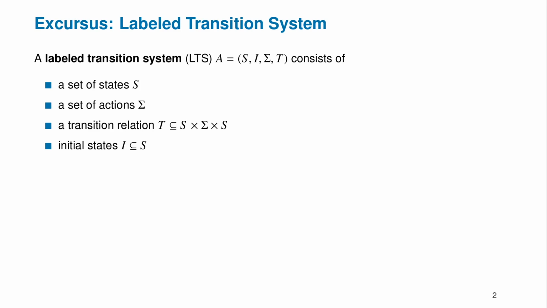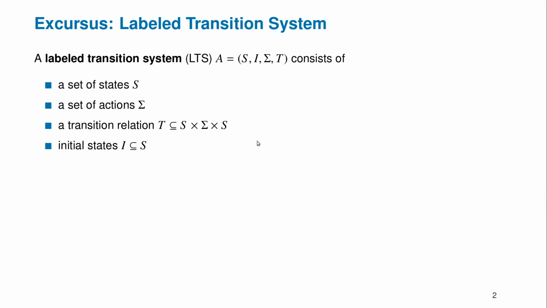We have a set of states S, we have a set of actions sigma, we have initial states, which are a subset of the states, and we have a transition relation, which is a subset of the cross product S times sigma times S. So from one state we go to another state when some action is executed or when some event is happening.